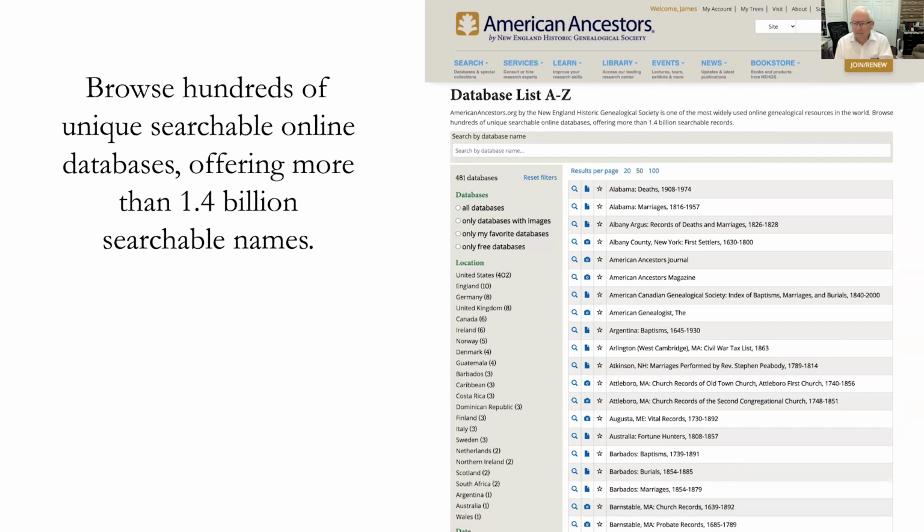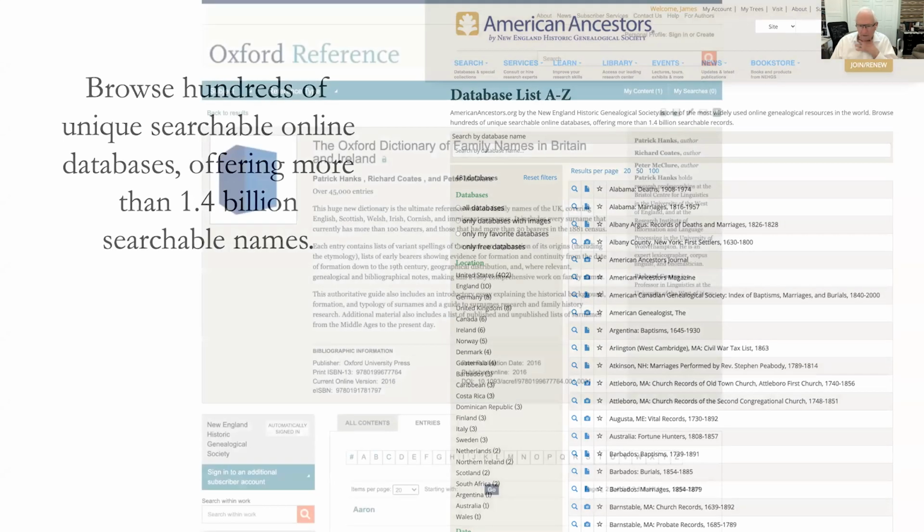There's also an index of burials and marriages and baptisms from the American Canadian Genealogical Society from 1840 to 2000. And there are all these other publications that can be searched. You can see that there's a pretty broad spectrum. If you say, well, I need to look for my ancestors in England, then I would suggest Find My Past instead of American Ancestors. But this is just an interesting and great place.